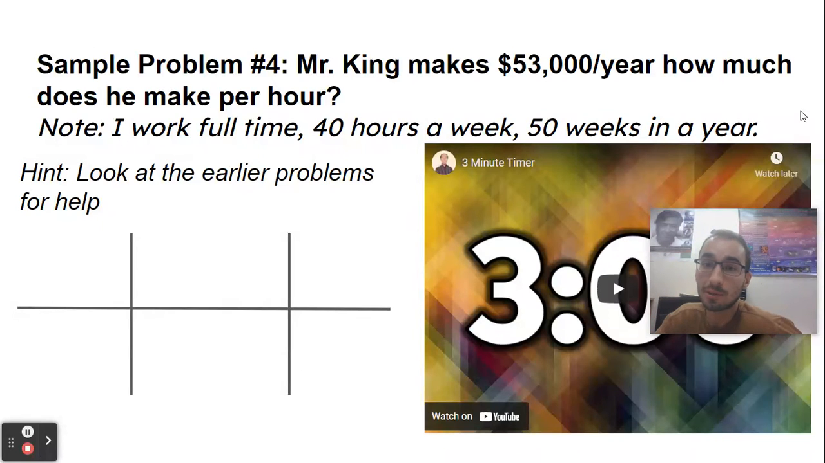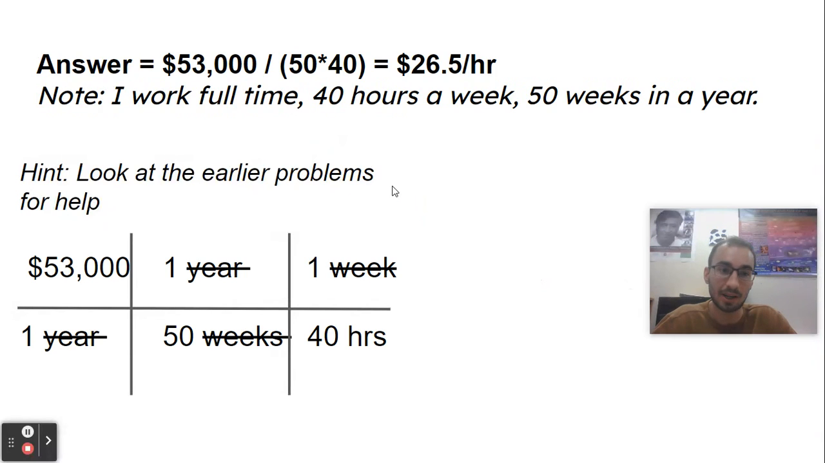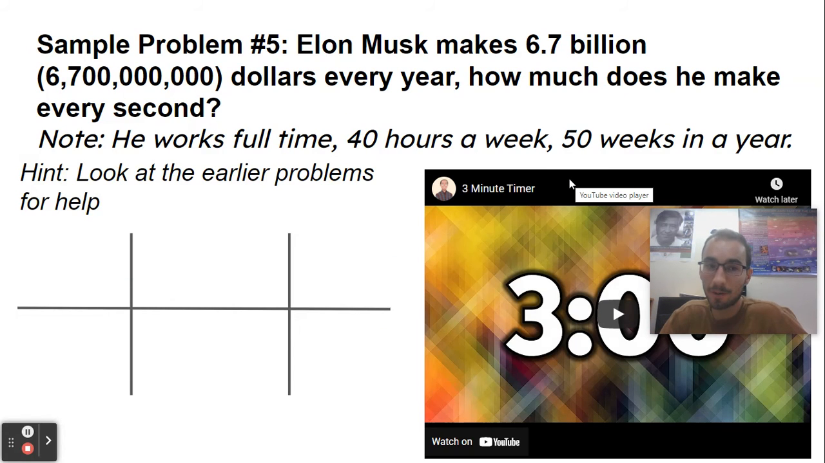Try and figure out how much, if you have my salary, 53 grand a year, how much do I make per hour? So you can compare it to the minimum wage worker. Okay? Hopefully you noticed. It's very similar to the last one, but the opposite. So you do 53,000 per year, and then you cancel out the years, and then you cancel out the weeks, and you're left with $26.5 per hour. So a bit, almost double of what a minimum wage worker makes. Okay, that's the idea. Okay, just a fun one.